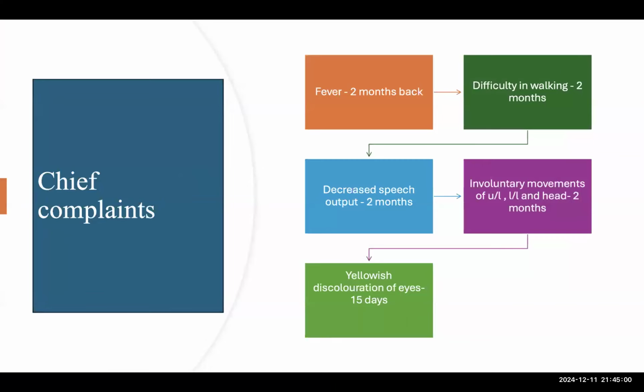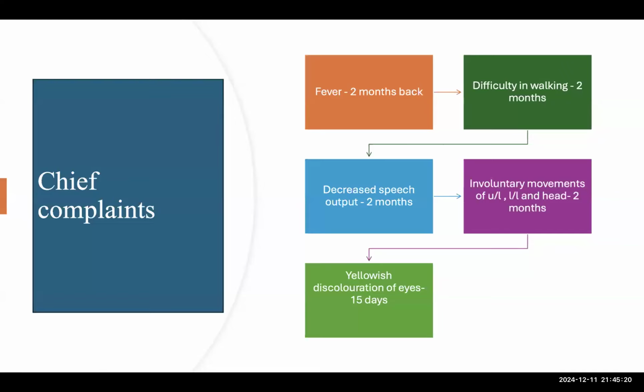The child was developmentally normal before that, and used to speak sentences of 3 to 4 words, which decreased to the child not being able to speak, with involuntary movements of the upper limb, lower limb, and face in the form of head nodding, and not being able to pick up objects. This lasted for 1.5 months.